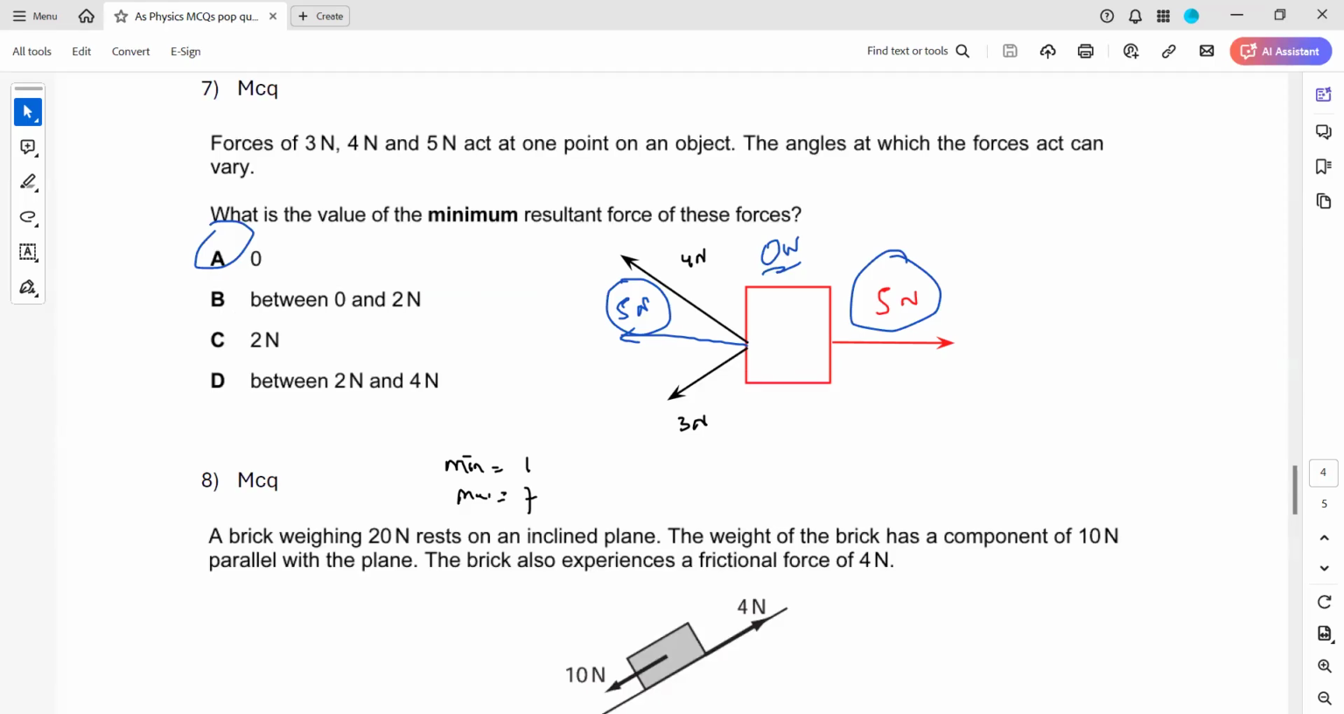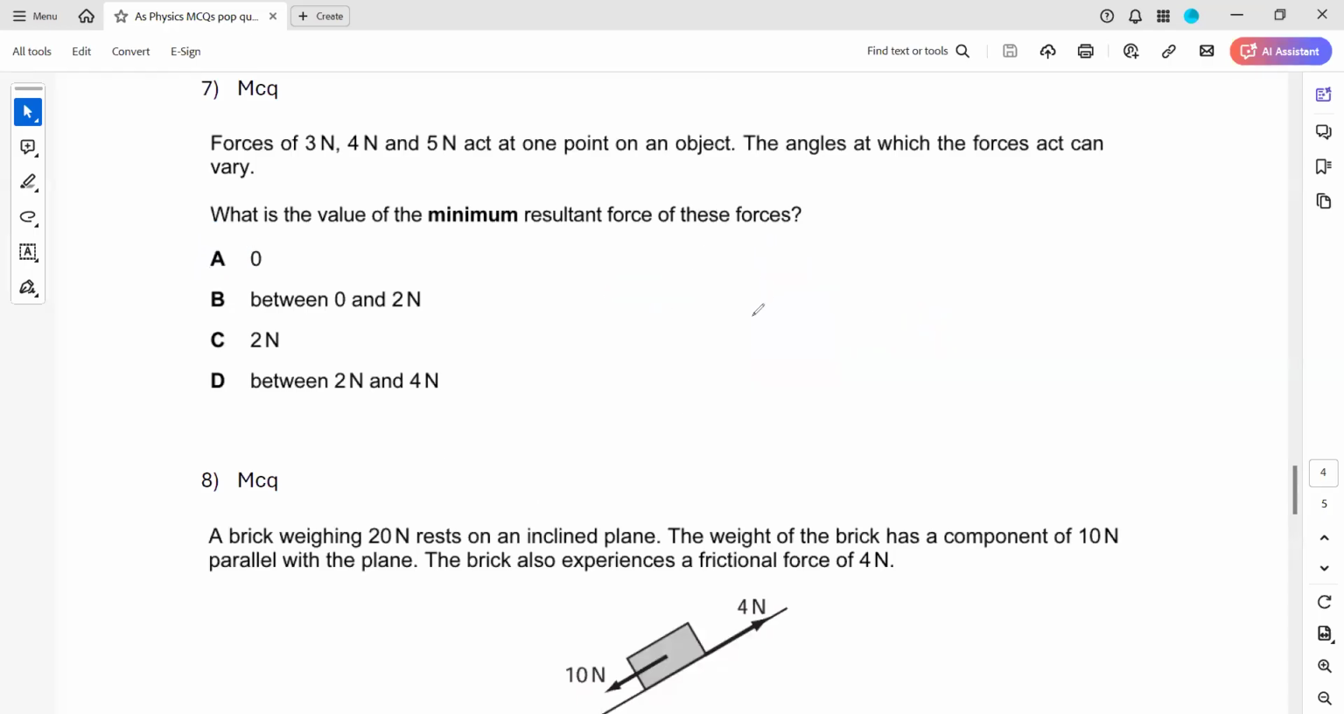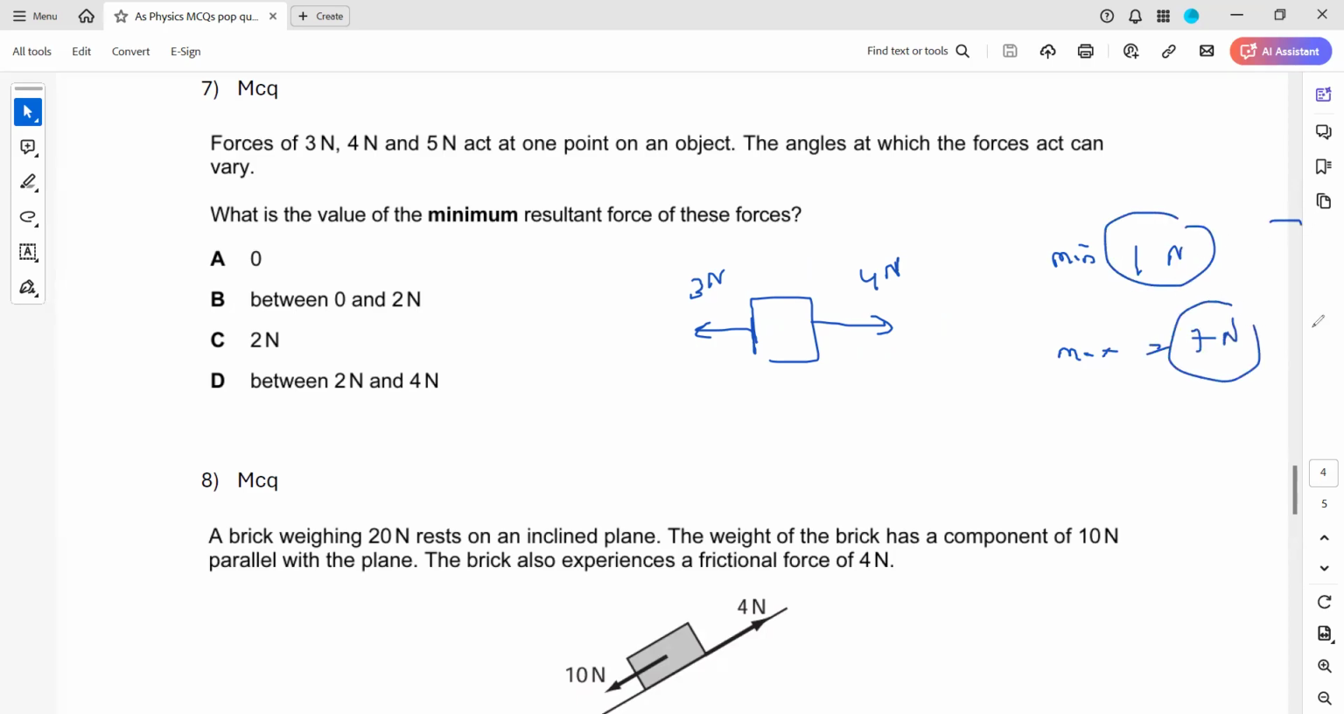Is it clear? So what you can do, if you know the forces, you can identify the minimum and the maximum. So with 4 Newton and 3 Newton, the minimum will be 1 and the maximum will be 7. But it's not like you can have 1 and 7 only. You can have any number between 1 and 7 if you change the angle. If you reduce the angle between them, you will be closer to 7. If you increase the angle between them, around 180, it will be closer to 1. So you can change the angle.